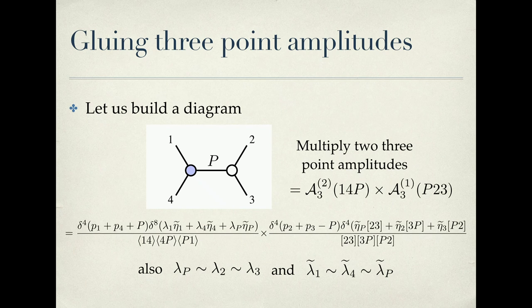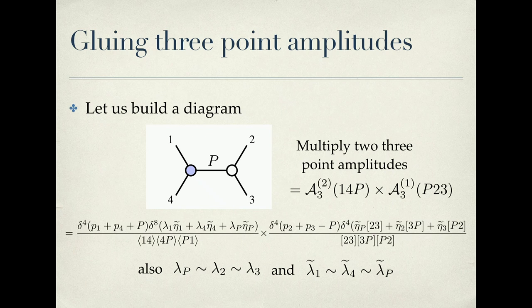Now, what I want to do, and I want to do it in a general theory, not just in this case, but in this case it's much simpler to show it, is to draw pictures like that. We already had pictures like that before. I take two different three-point amplitudes and I glue them together. Now, what does the gluing mean? It just means that I take the product of these two amplitudes, of legs 1, 4, and p, and p, 2, and 3. And particle p is on shell. So this is the product of two on-shell amplitudes.